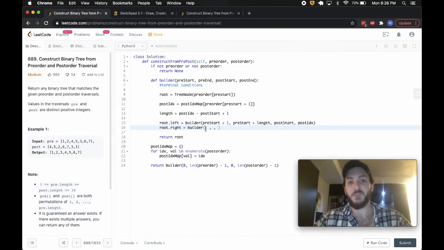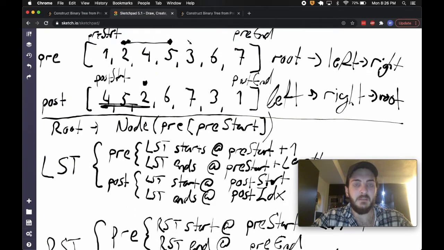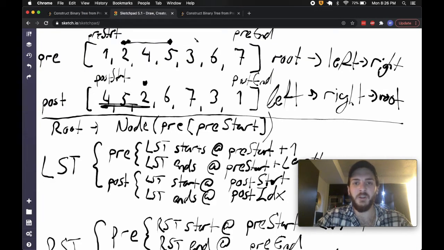Now we've also got the right subtree of the root to worry about. And we said that here, that is going to be starting 1 unit over from this boundary here. And for us, this boundary was pre-start plus length. So this has got to be pre-start plus length plus 1. This was the end of the left subtree, so the beginning of the right subtree is right here, right? The end of this one is just going to be pre-end. So we're just going to go all the way to the end here, and that's going to represent our right subtree.